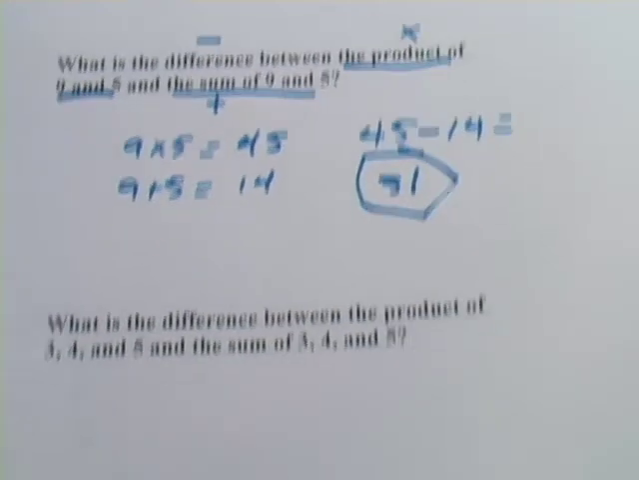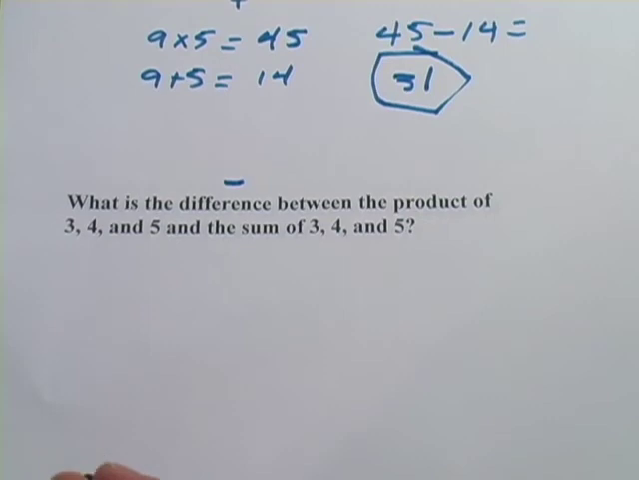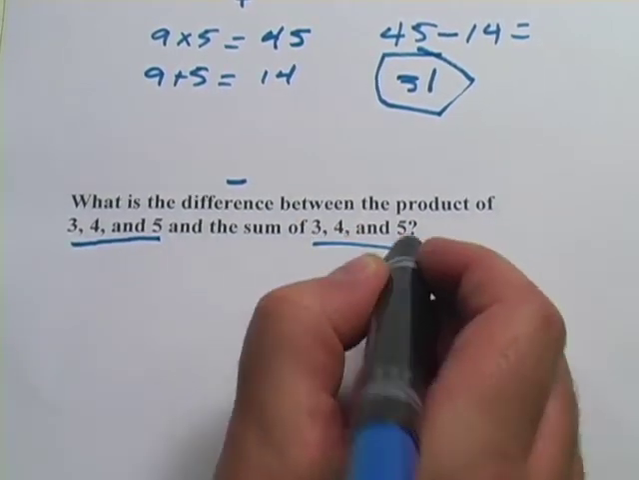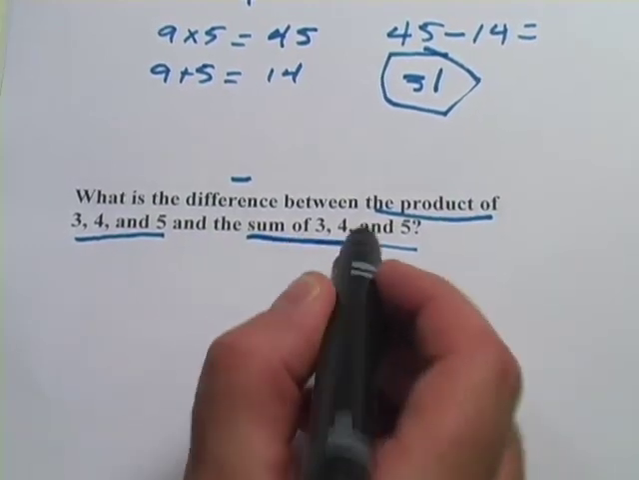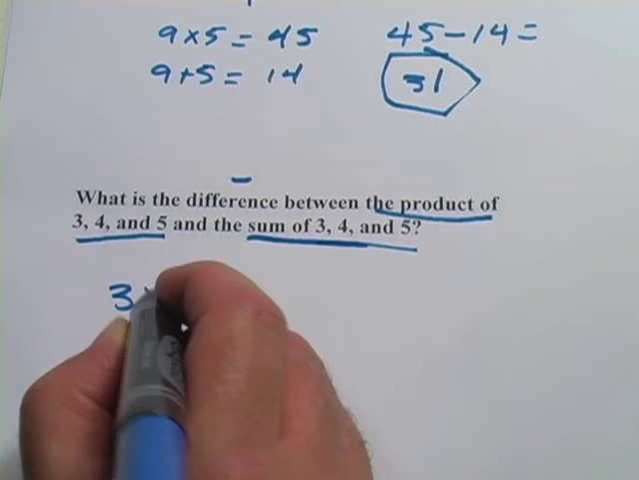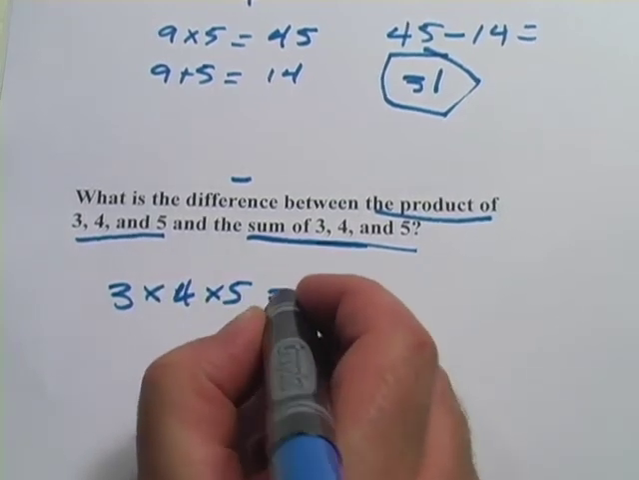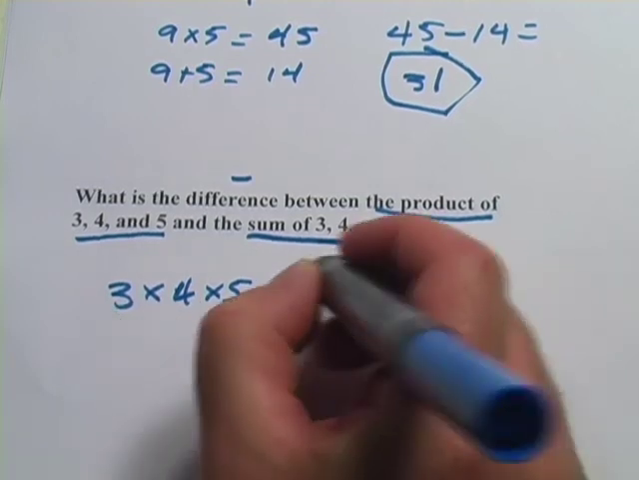All right, one more of these. What is the difference, okay, so we're going to do some subtraction at the end, between the product of 3, 4, and 5 and the sum of 3, 4, and 5? So the product of 3, 4, and 5 versus the sum of 3, 4, and 5. Product is 3 times 4 times 5. And let's see, 4 times 5 is 20, times 3, that would be 60.